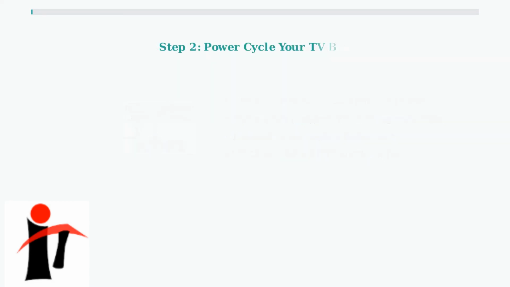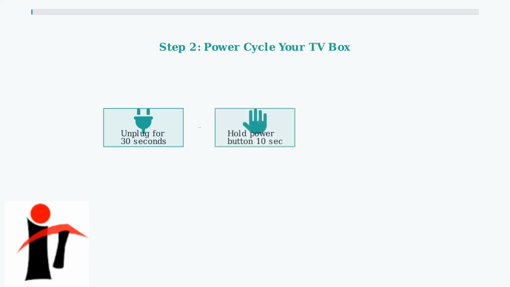If the power LED isn't lit, try a power cycle. This process clears any temporary glitches. First, unplug the TV box for at least 30 seconds. While unplugged, press and hold the power button for seconds to discharge residual power. Then plug it back in and wait 2 to 3 minutes for it to fully boot up.